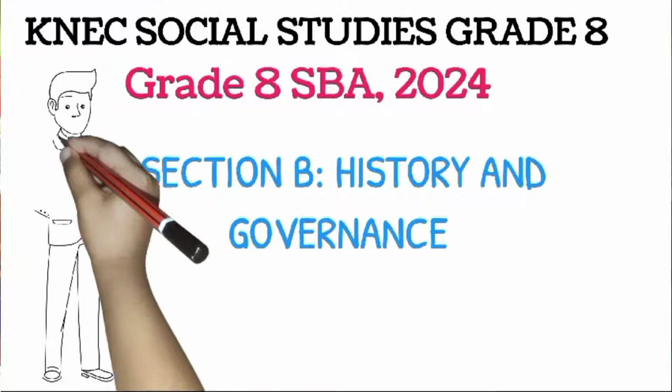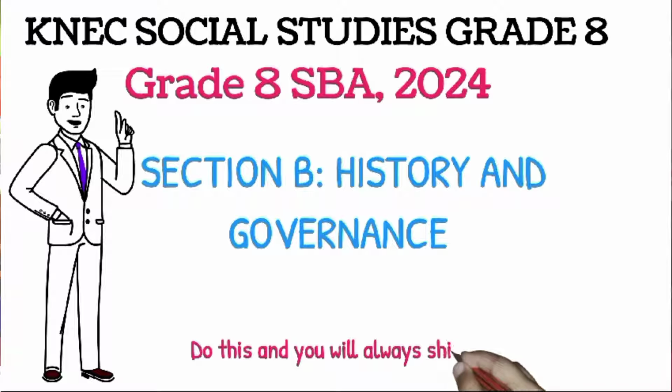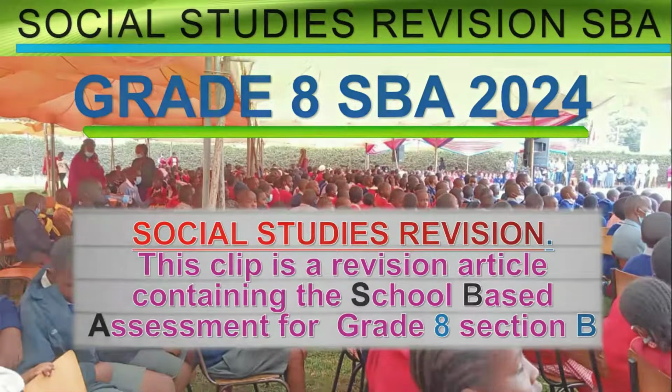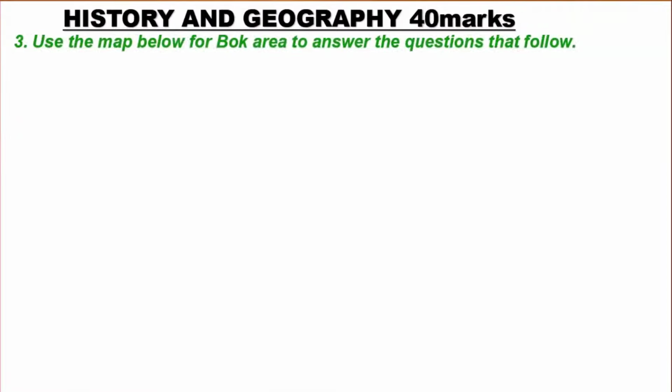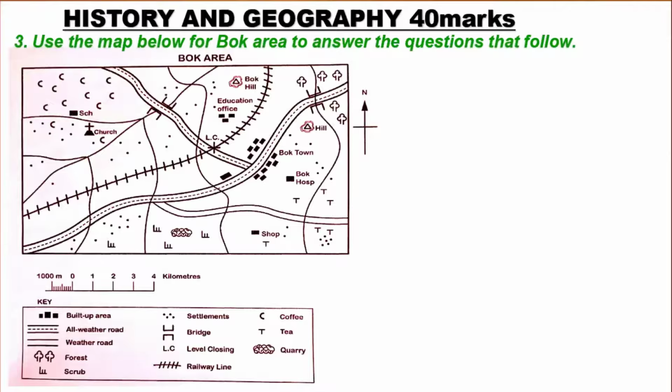This is Social Studies Revision, School-Based Assessment, Grade 8. This clip contains the school-based assessment for Grade 8, Section B, that is carrying 40 marks. History and Geography. Use the map below for Bok area to answer the questions that follow. So we are supposed to study this map here. I think you can see it.